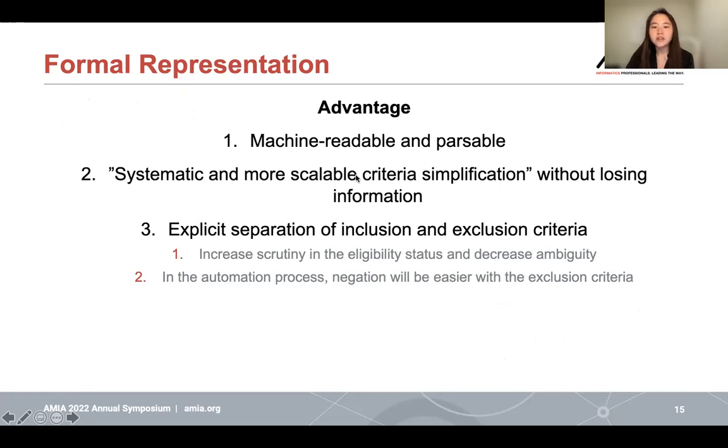The structure and the relationships and the names of the semantic types are more intuitive and easier to follow for medical experts or clinical trial project managers with less technical background when constructing the eligibility criteria. My representation explicitly calls for the separation of inclusion and exclusion criteria to increase scrutiny in the eligibility status and decrease ambiguity.